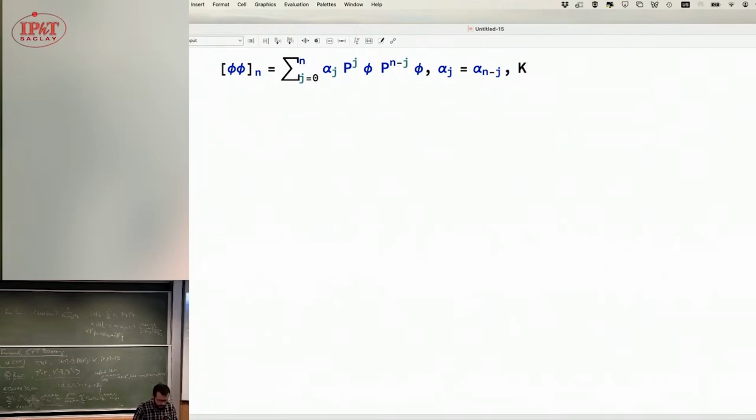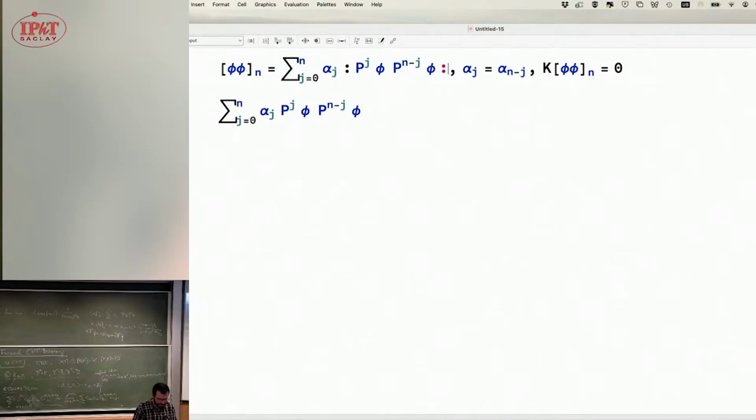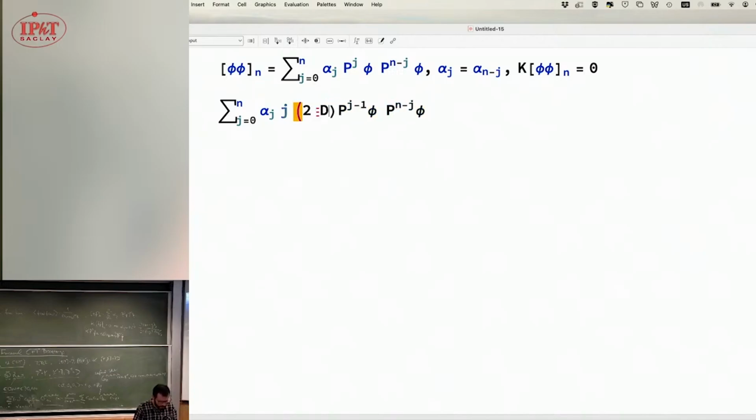And what we want to impose is that k acting on this is equal to 0. So let's just act on the sum, being very careful. Just imagine there's a normalization already here. When we act with k here, for the first term we are going to decrease this by 1, and we are going to get that factor, which is 2 delta phi plus j minus 1.